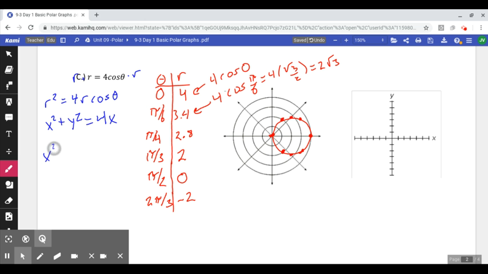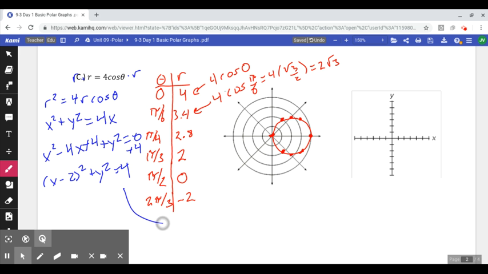So if I subtract 4x from each side, leave a little space here because I know what's coming next, then I'll wind up with that being equal to 0. And then what I can do is complete the square here by putting a plus 4 in. So we'll have to add a 4 here as well. So I'll wind up with x minus 2 squared plus y squared is equal to 4.